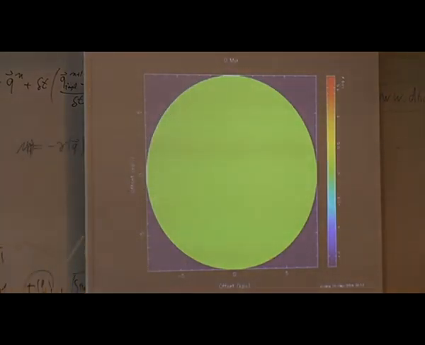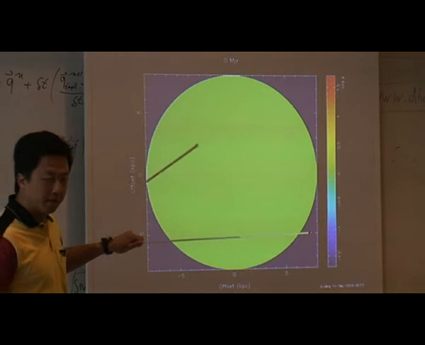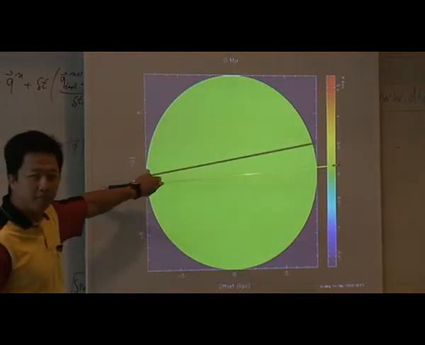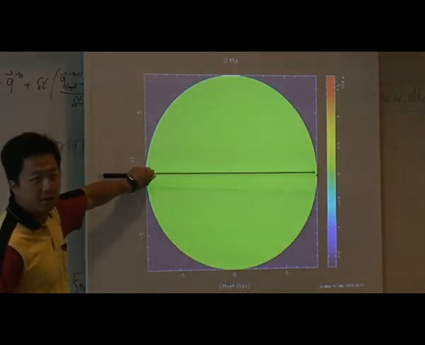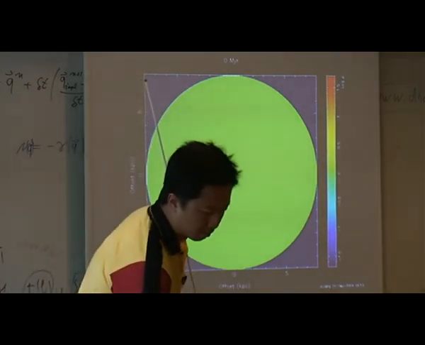And here is the result. Although I solved the system in the inertial frame, here is the rotating frame animation. The bar is always in horizontal position. And this is the log density profile.